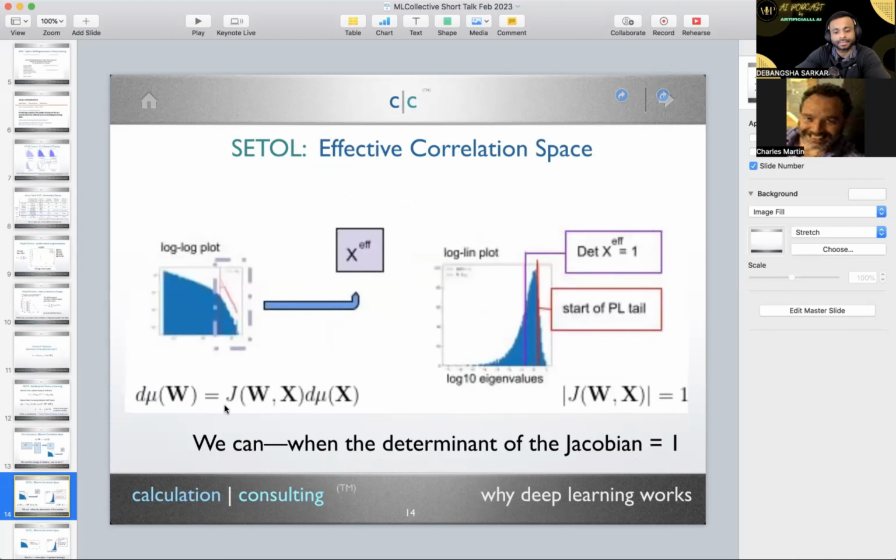So the idea being that this measure requires going from d mu of W to d mu of X. There's a Jacobian, there's a transformation, and that Jacobian needs to be 1. Yeah. And I can derive this exactly in the paper. We derive this condition. And so the idea being, if you were to look at the eigenvalues of the tail of the distribution, you would expect that if there were some effective matrix describing the correlations, the determinant of that matrix would be 1. In other words, the product of the eigenvalues would be 1.